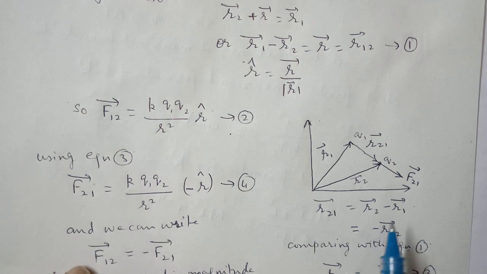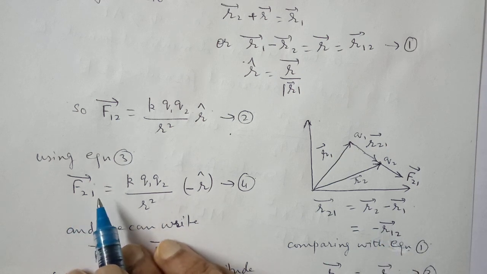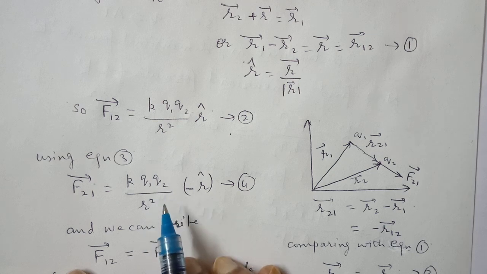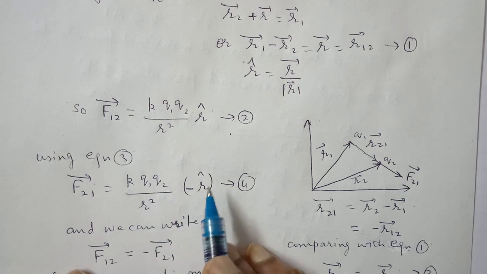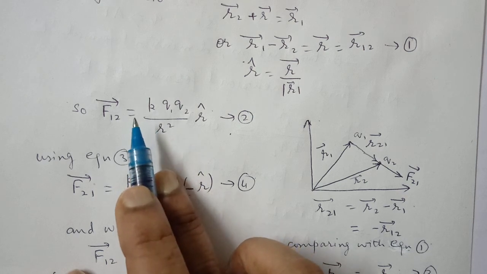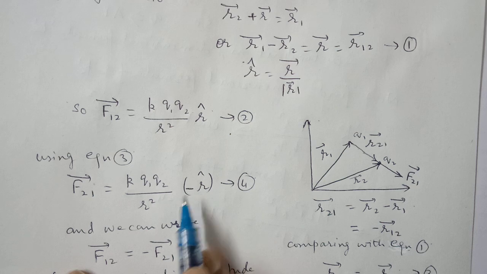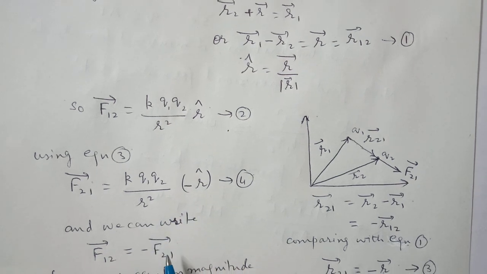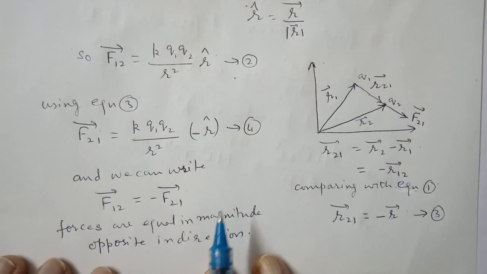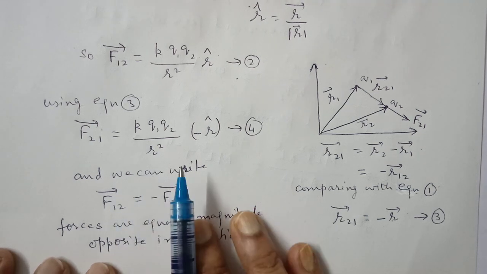So if R12 was called R, then R21 becomes minus R, and accordingly we can say F21 is K Q1 Q2 upon R square times minus R cap. And hence if I compare these two now, F12, all these terms are the same except this negative sign, and hence F12 is equal to minus F21. Forces are equal and opposite in direction.